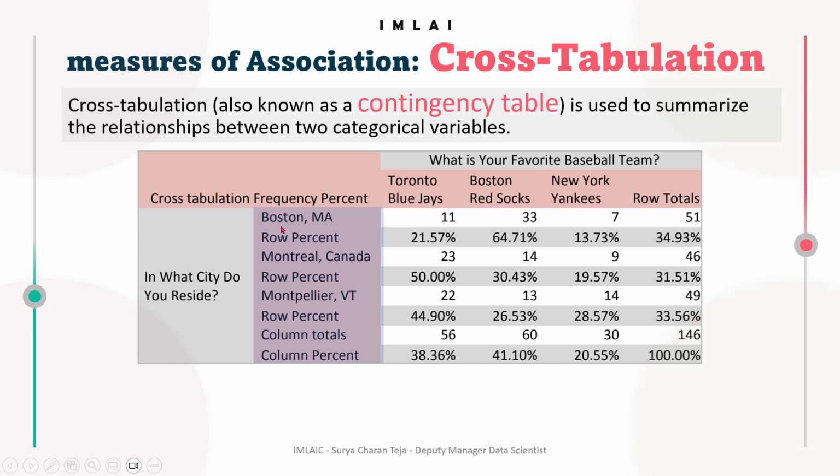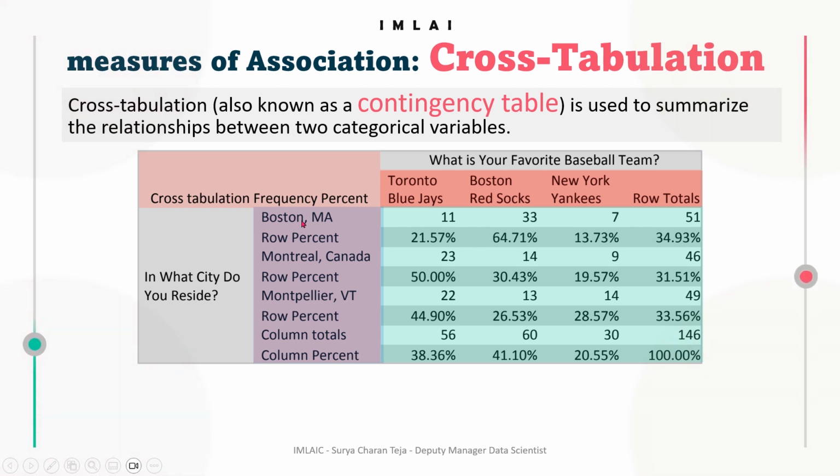These rows are called stubs. And these column headers are called banners. So row variables are stubs, and column variables are banners. And here, this is where you measure the frequency of the combination.